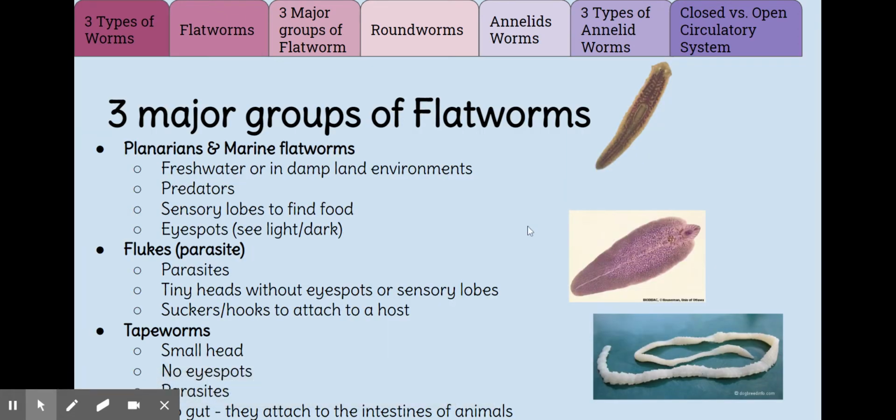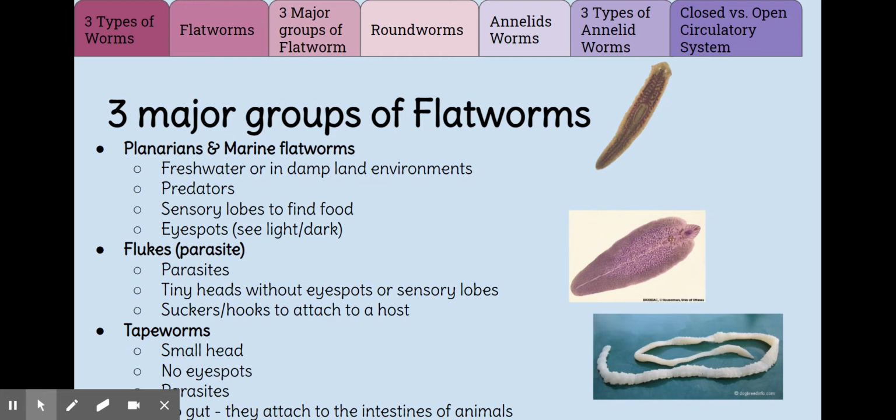So these are the three major groups of flatworms. Planarias and marine flatworms live in freshwater and damp land environments. They're predators. They have sensory lobes to find food, and they have eye spots, mostly to see light and dark.